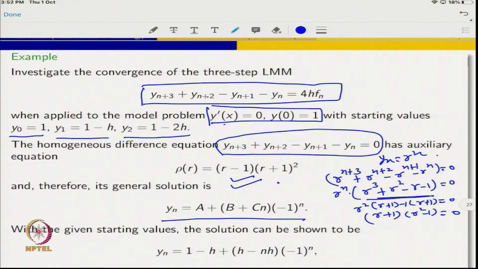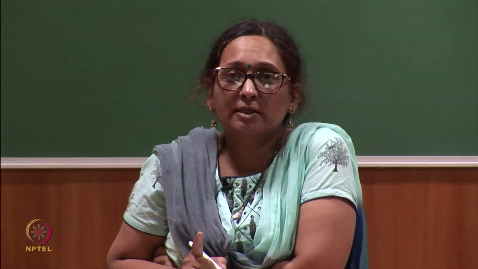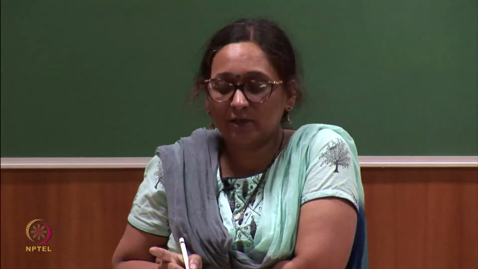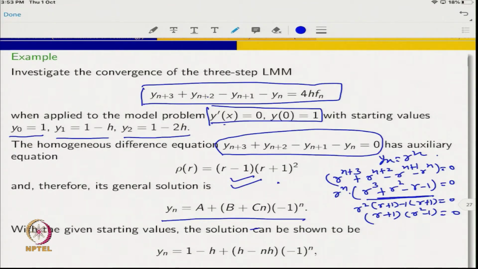How? Do you remember, in the case of a differential equation, if we have repeating roots, we say (c + x d) e to the power lambda x. Similarly here, there are 3 roots: the root 1 which has algebraic multiplicity 1, and the root minus 1 whose algebraic multiplicity is 2. So this term corresponds to 1 and this term corresponds to minus 1. Here we are writing (b + cn)(-1)^n.